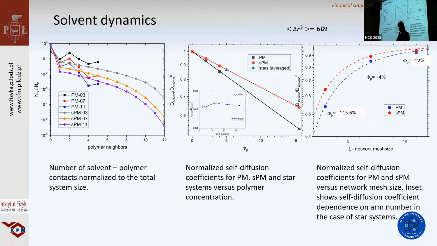We see the value of the reduced solvent self-diffusion coefficient of the latter system as a function of the polymer concentration. The value of the diffusion coefficient is almost independent of the number of arms, while the rate of decrease of the self-diffusion coefficient with the polymer concentration is higher for the cubic network PM. Additionally, the same relationship is present as a function of the mesh size.